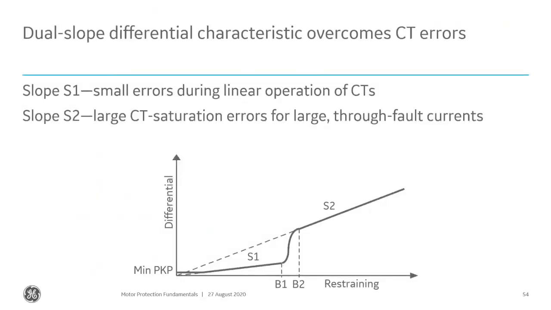The dual slope differential characteristic that we use has 2 slopes. There's a slope 1 and a slope 2. Slope 1 is usually lower. It's used for the area of the fault where you will have your CTs operating without saturation. They operate more in an ideal configuration. And then slope 2 is used when you absolutely know that some of your CTs will saturate, so you need a little bit more margin up there in that range, and that's what that's for.